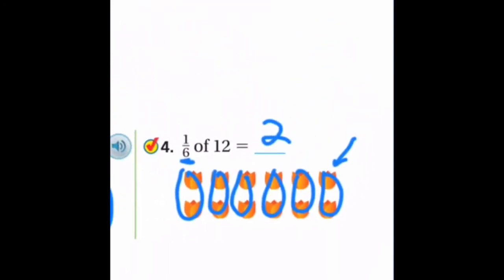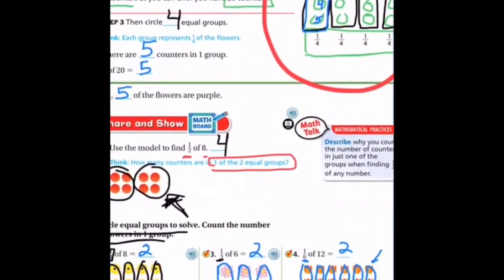And finally, 1/6 of 12. 1/6, we need 6 equal groups. 1, 2, 3, 4, 5, 6. I pay attention to just one group. There are 2 in that group. So 1/6 of 12 equals 2. They were all 2, weren't they?